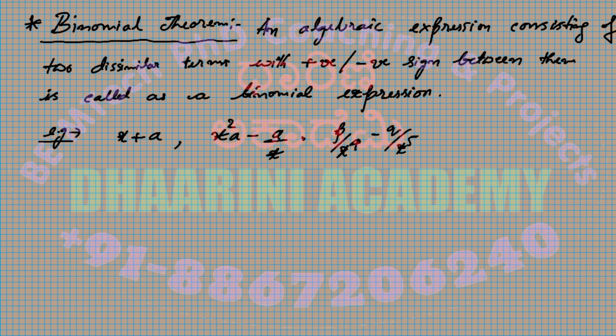Normally, an algebraic expression consisting of three dissimilar terms is called a trinomial expression, and you can have four terms, five terms, and so on. But out of all these, the one which consists of two terms is of highest significance for us. Hence we study the binomial specifically. All right, let's move further.